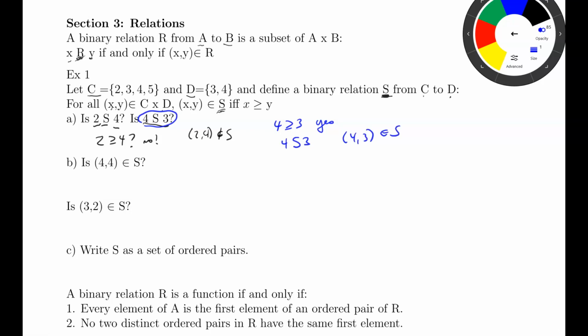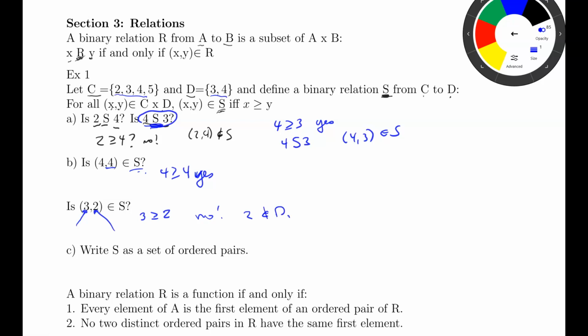Is (4, 4) in the relation? It's just the same way of saying this, right? Is 4 greater than or equal to 4? Yes, so (4, 4) is in the relation. Is (3, 2) in the relation? Is 3 greater than or equal to 2? You almost would say yes, but be really careful. Remember, this has to be in the C set, which it is. This has to be in the D set. Oh, no. 2 is not an element of D.